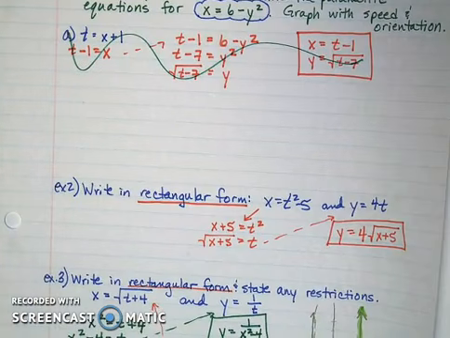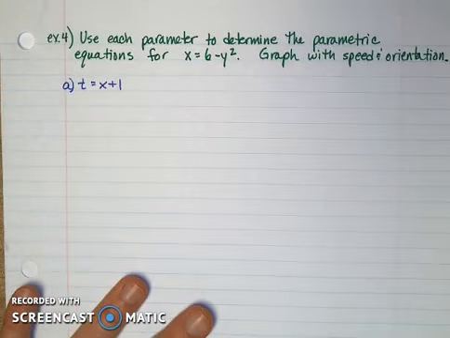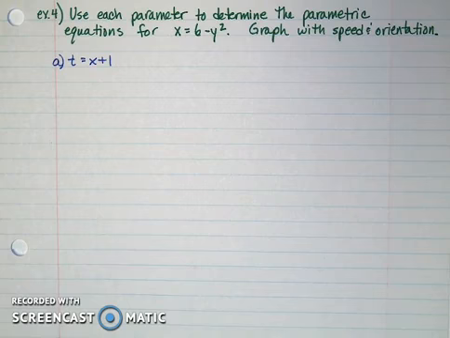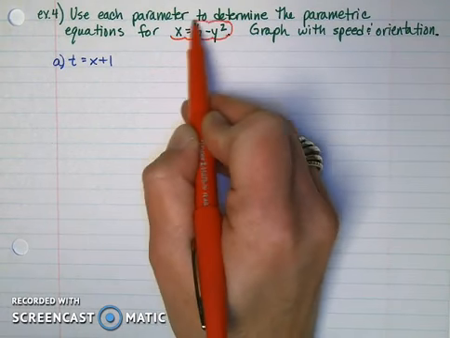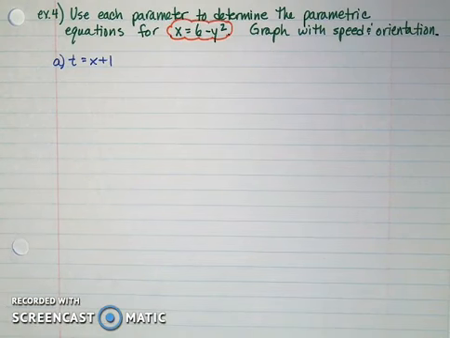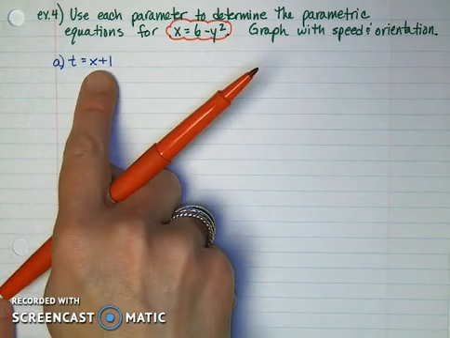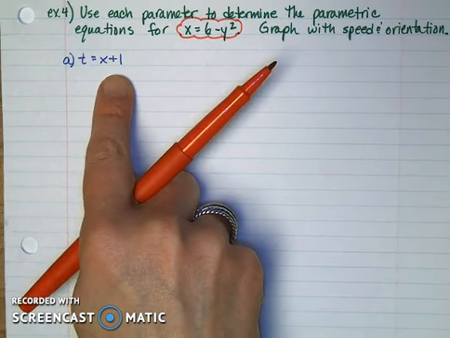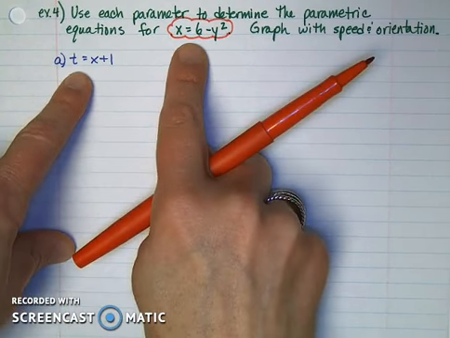Another example, example 4, is we're going to go the other direction now. I want you to use the parameter that I give you, and I want you to determine the two parametric equations for a specific rectangular equation. So I'm telling you that x equals 6 minus y squared. And I have to give you what t equals. We'll do another one here in a minute. But t equals x plus 1. So now we're going to go the other way, and we want to solve for x so that we can plug it in here and get our two parametric equations.